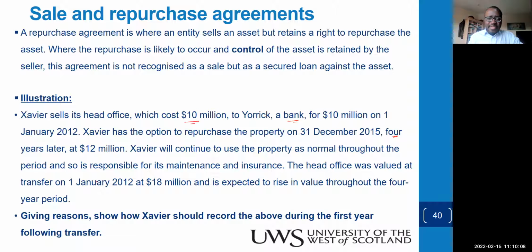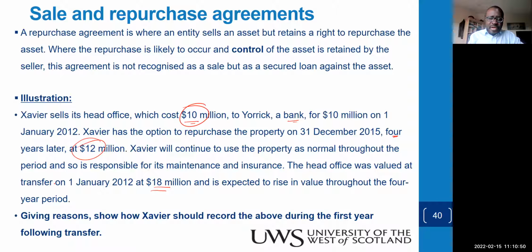The head office was valued at the transfer date at 18, and it's expected to rise in value throughout the 4 years. Do I really need to worry my head about the value at transfer? What did I actually sell it for? I may have lost from the market value. It was 18 and I sold it to him at 10. And in fact, he himself has also agreed that 4 years later he will sell it back to me at 12. When the current market value is 18, do I need to worry my head about the 18? I need to talk about the real. Well, on the face of the books, you can say you've suffered some loss. But what I need to worry my head more about is the 10 million actual cost and the 12 million that I will repurchase.